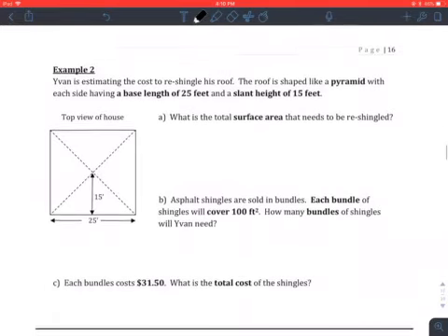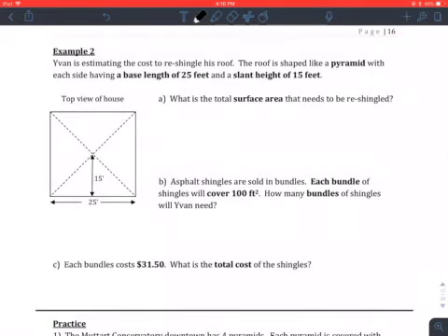Let's take a look at example 2. So Ivan is estimating the cost to reshingle his roof. The roof is shaped like a pyramid, with each side having a base length of 25 feet and a slant height of 15 feet. Okay, so we're given the top view of that house. Part A asks, what is the total surface area that needs to be reshingled?